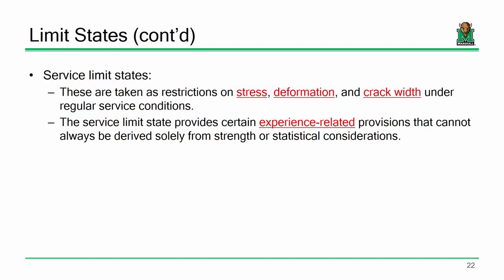So service limit states. Now, a strength limit state is meant to ensure, you know, worst case scenario, can the bridge hold up? A service limit state is trying to ensure that the bridge performs well during day-to-day operation. You know, typical normal behavior. Trying to limit things like stresses, trying to limit things like deformations, you know, trying to limit permanent deformations and yielding.